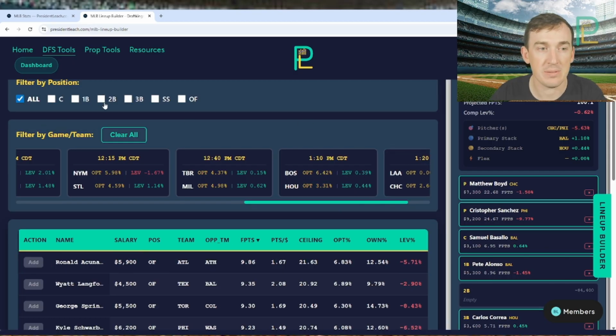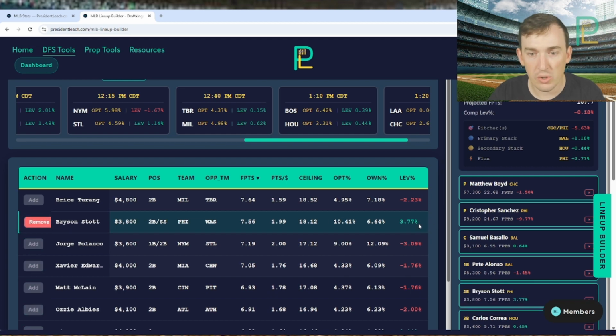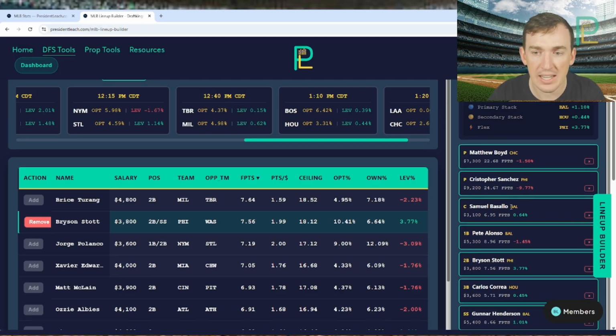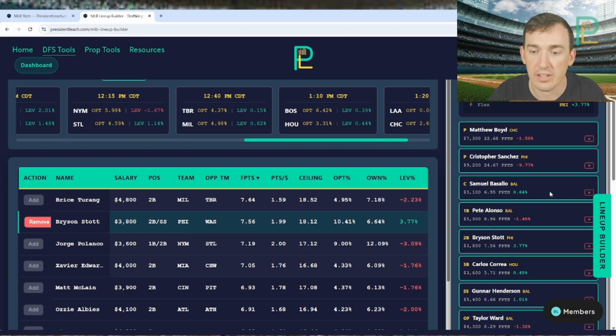So let's look at second baseman and try to find kind of the best player available and what that may look like. So sorted by points, you can see we have Bryson Stott, Jorge Polanco, Xavier Edwards. So I think actually this would be a spot to go Bryson Stott. He's showing positive leverage here, and also too he has correlation to Christopher Sanchez. What if Bryson Stott goes out and has 4 RBI game and a home run? Christopher Sanchez is probably more than likely in line for the win. So I really like that spot here for Bryson Stott, and it looks like it rounds out our lineup perfectly.